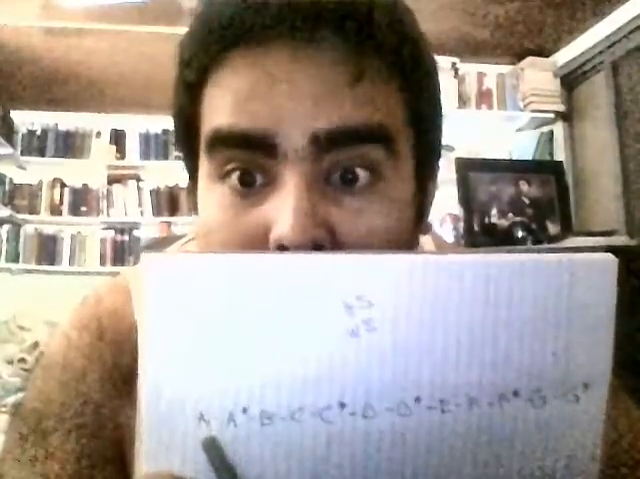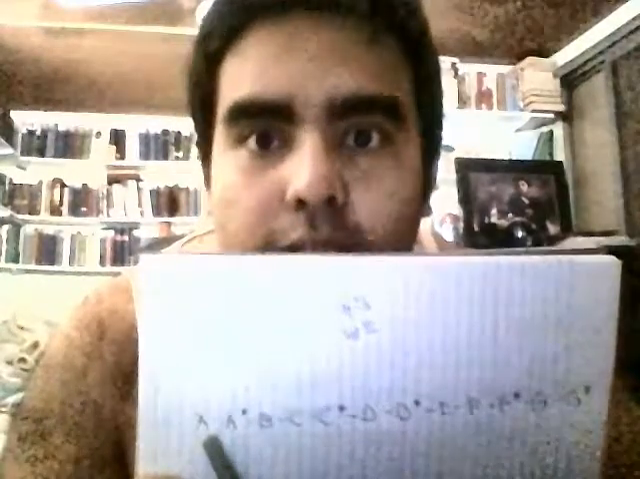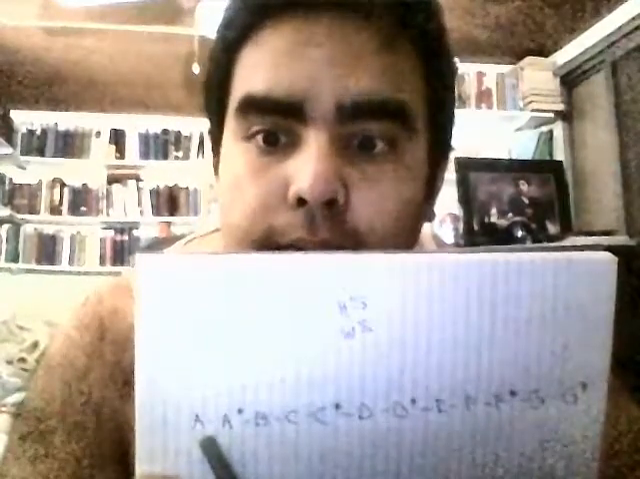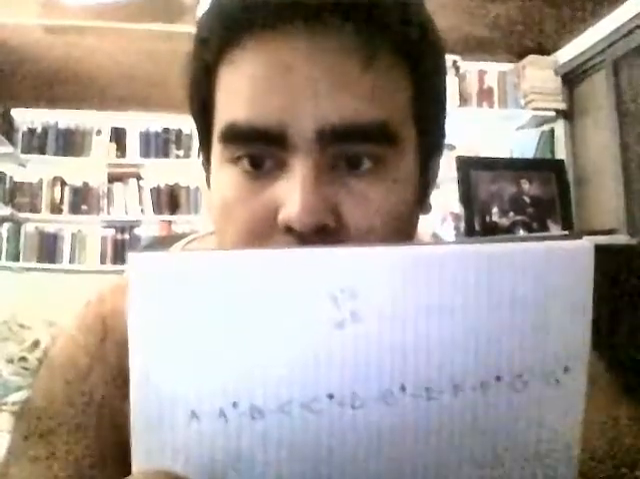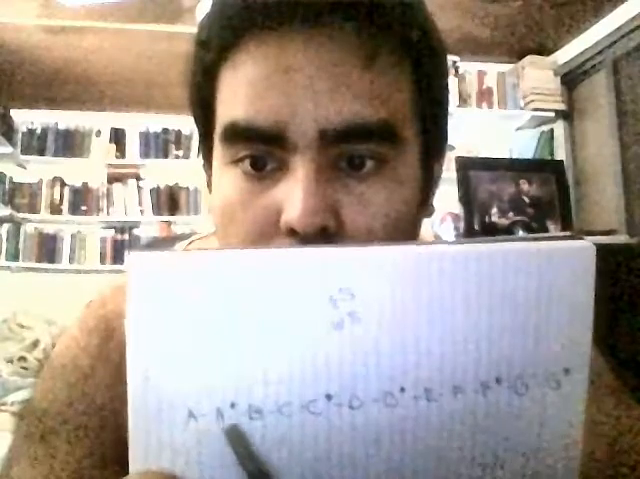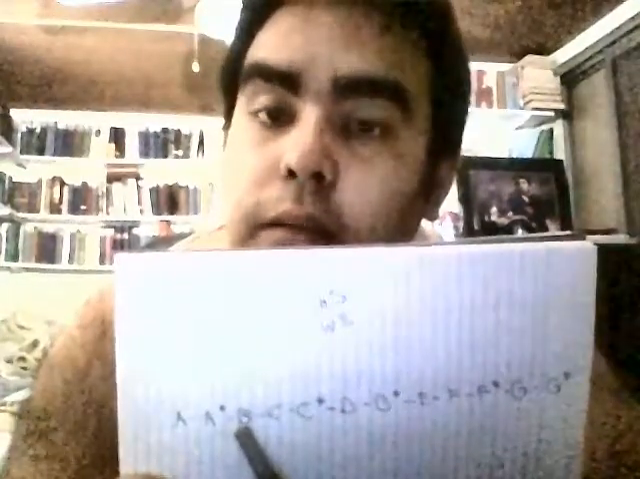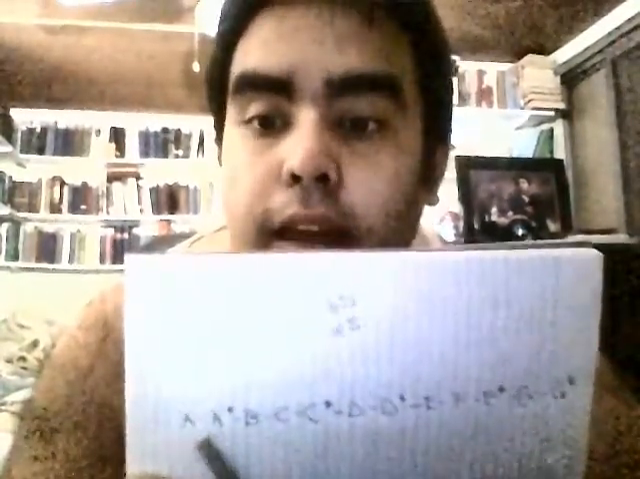So from A, what is a whole step up from A? A whole step up from A is 2 movements up. So a whole step would be B. A whole step up from A is B.